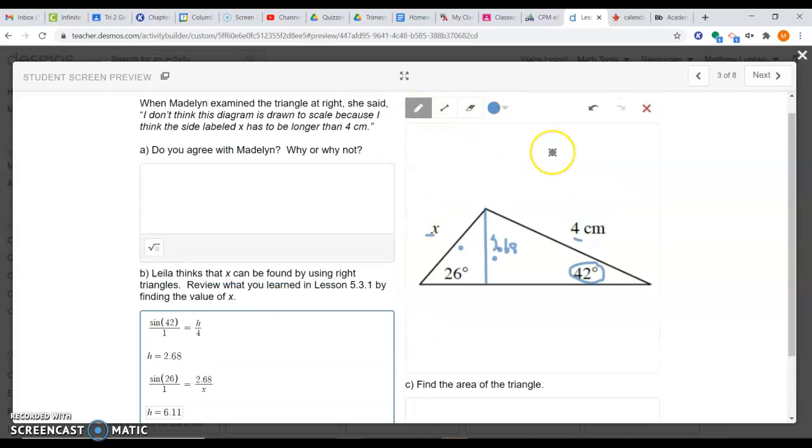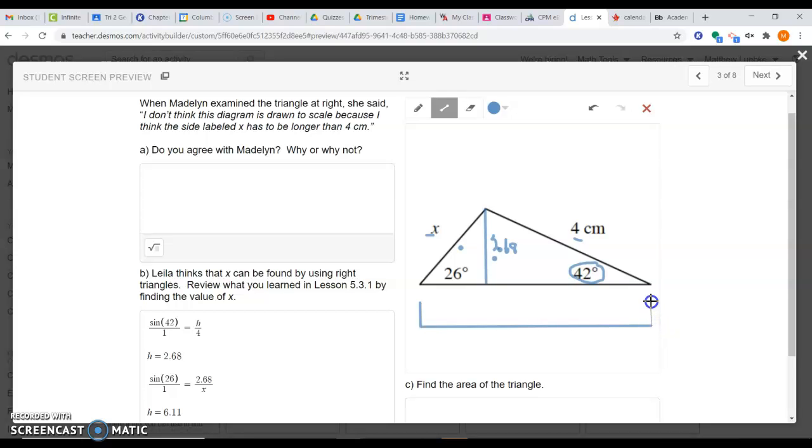Now, the area of this triangle, I'm not going to work this completely for the sake of the video, okay? But what we would need to do is find this base of the triangle here, okay?